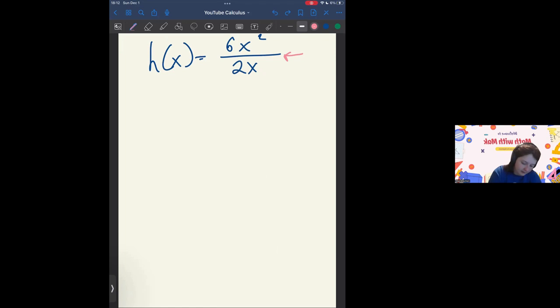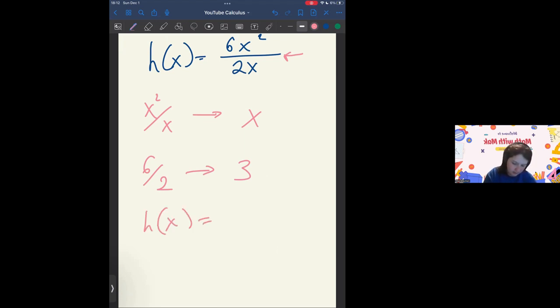If you have x squared over x, that is just x, right? And 6 over 2 is just 3. So all this actually is h of x equals 3x. Well, that's just the power rule, right? So h prime of x is just 3.